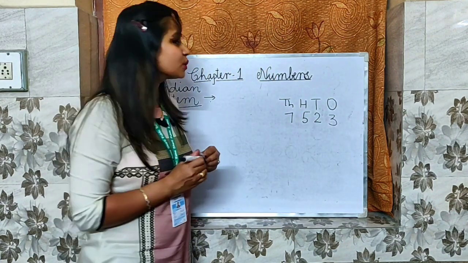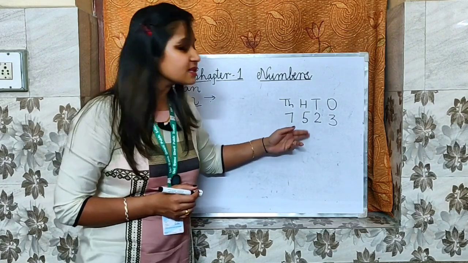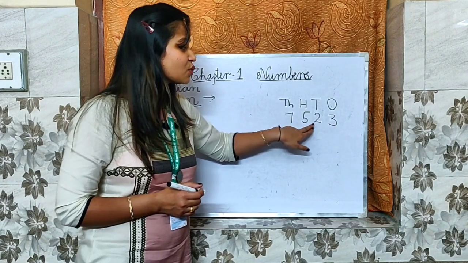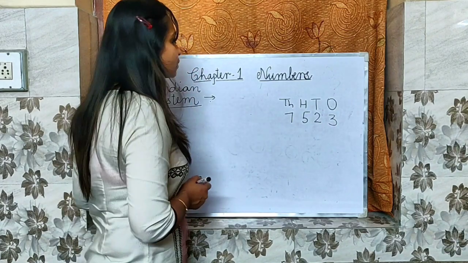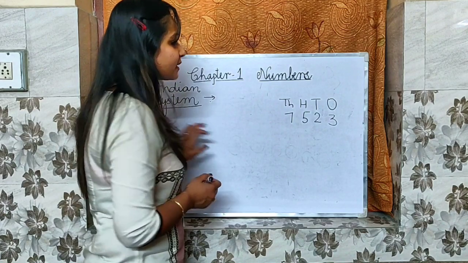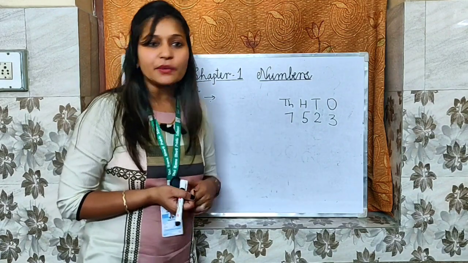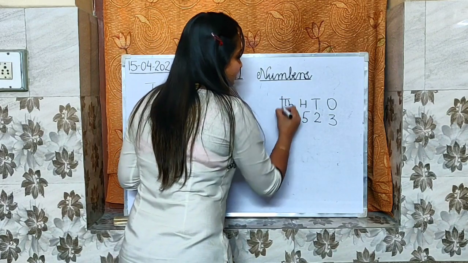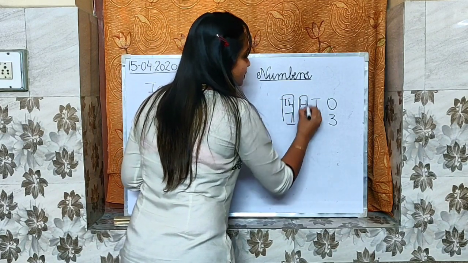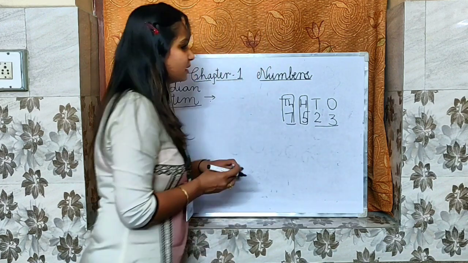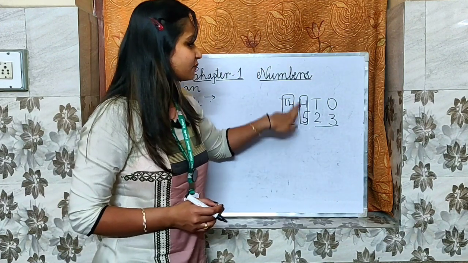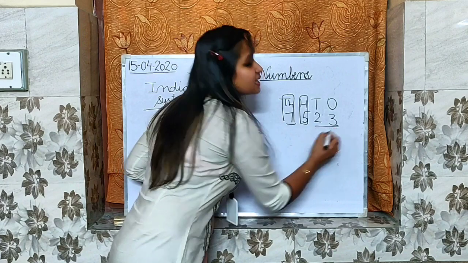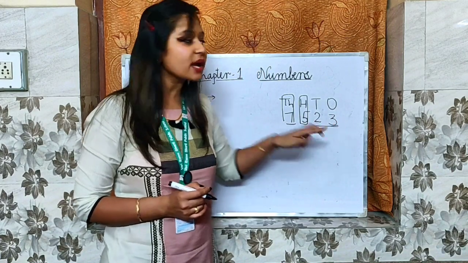7523. If I want to read it, I can easily read it. This is 3. This is 2, 5, 7. But if I want to write the number name, how will I write the number name? I have told you in class 3 that first you have to read these. This place value, then this place value, and then these two together, like 7,500, and always we are reading the last two digits together.